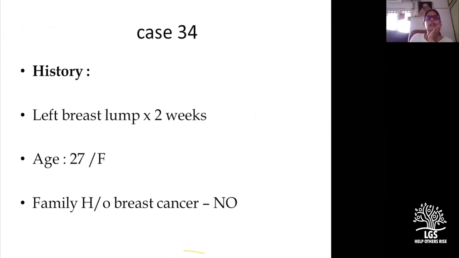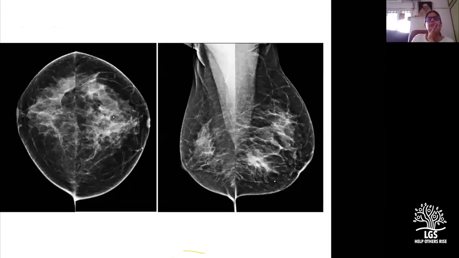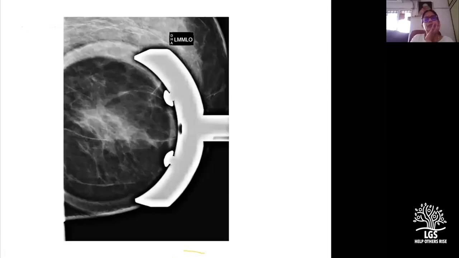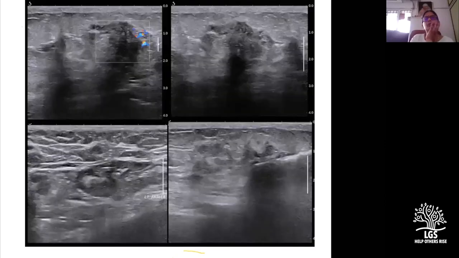So this is another case, a 27-year-old with a left breast lump for 2 weeks. Why did we do a mammogram? I don't know. We saw something like this on ultrasound, and when I see something like this, particularly with vascularity like this, I'm always worried that it is a lobular carcinoma, and that it is a malignancy. So when I see something like this, I go and do a mammogram.